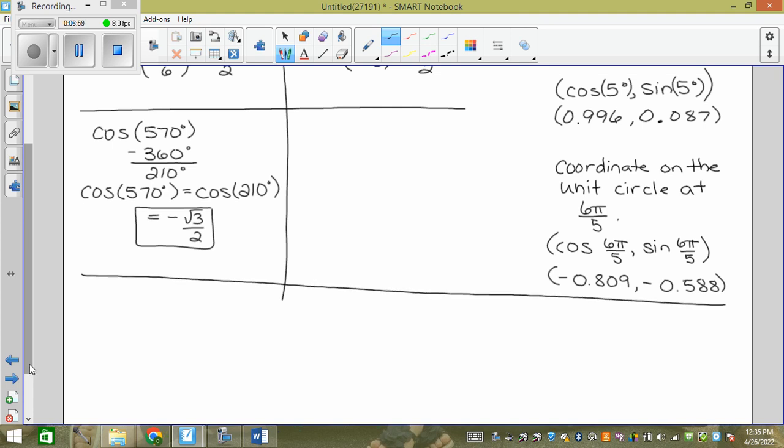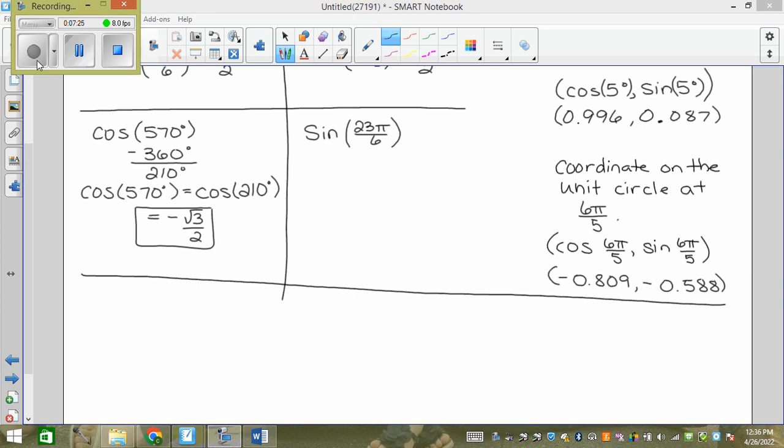Say I give you this. Ready? Sine of 23 pi over 6. Try it out. Whatever method you want to do to get it. So some people are going to convert to degrees. Some people are going to keep it here. Most people will not keep it here. Try it out. So the first thing you might want to do is convert radians to degrees, pi on bottom. So we're going to multiply by 180 over pi.